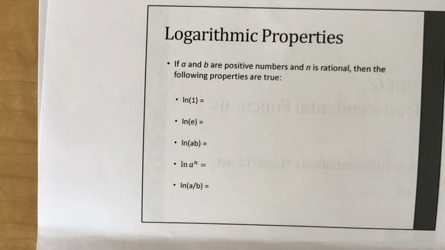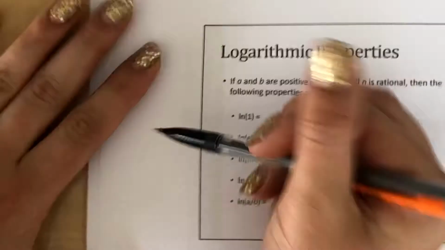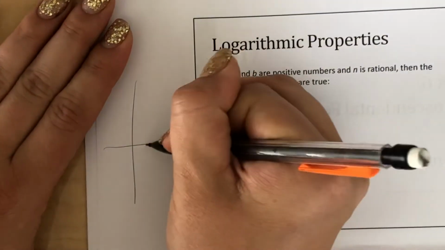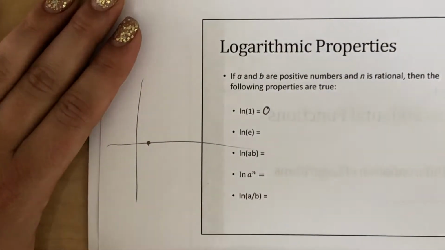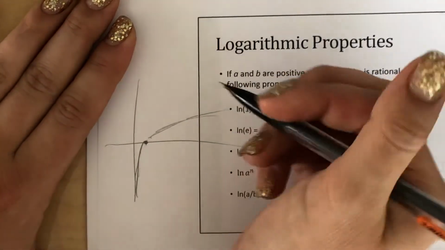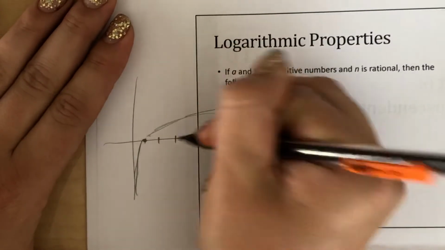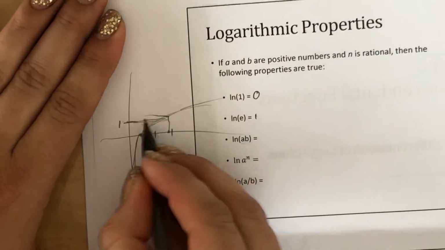Now let's recall its properties. So if a and b are positive numbers and n is a rational number, then the following properties are true. ln of 1. To do this, I think about the graph. If we just make a sketch of the graph, 1, 0 is our number 1 key point. So 1, 0 is a point. ln of e, 2.718, e is right here, has an output of 1. So ln of e is 1.